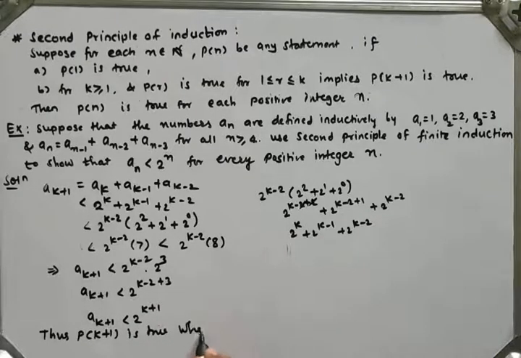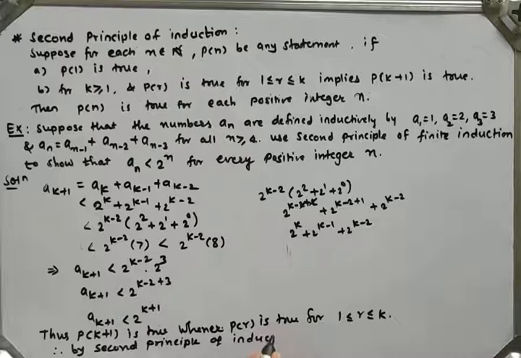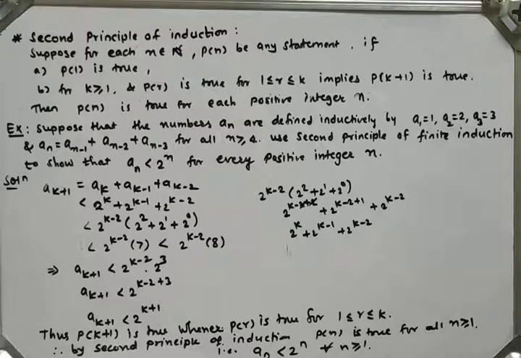Whenever P(r) is true for 1 less than or equal to r less than or equal to k, hence by the second principle of induction, P(n) is true for all n greater than or equal to 1, that is, a_n is less than 2^n for all n greater than or equal to 1. Hence the solution of that example.